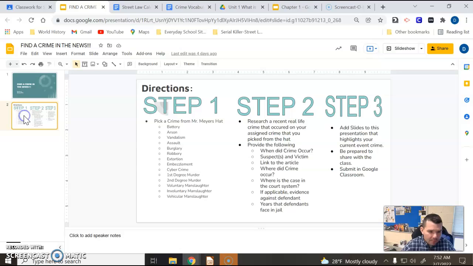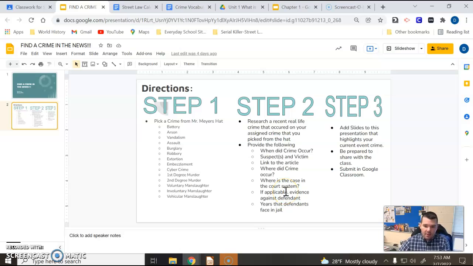Find a crime in the news. Again, I already did this yesterday. Then step 2 is you're going to research a recent real life crime that occurred on your assigned crime that you picked from the hat. Provide the following: when did the crime occur? Suspect and victim. Link to the article. Where did the crime occur? Where is the case in the court system?